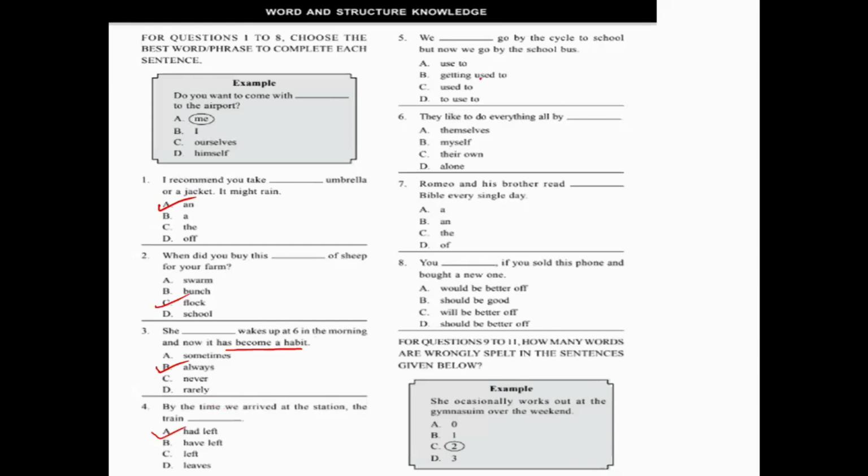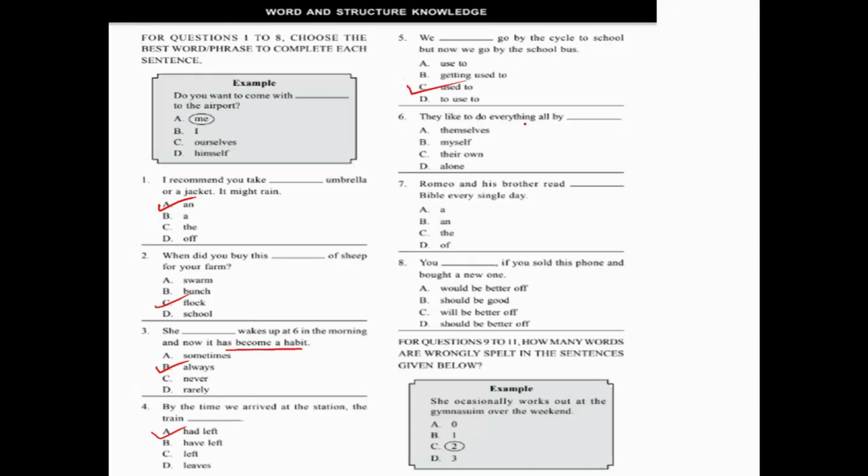Okay, next, we dash go by the cycle to school, but now we go by the school bus. So we are relating something from past to present. Okay, so we have to use the correct phrasal verb to complete this. We used to go by the cycle to school, but now we go by school bus. Okay, so option C is the correct answer.